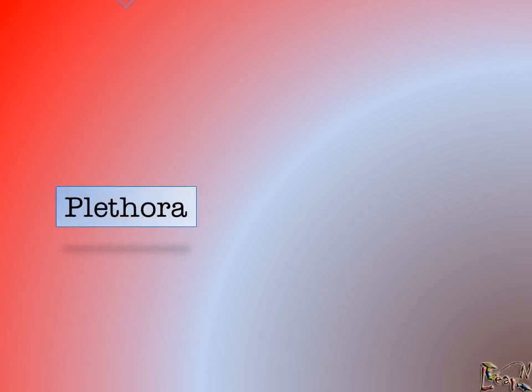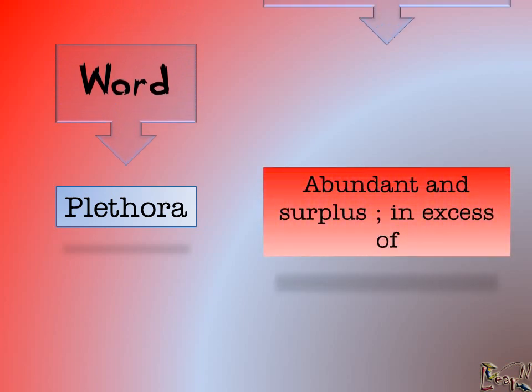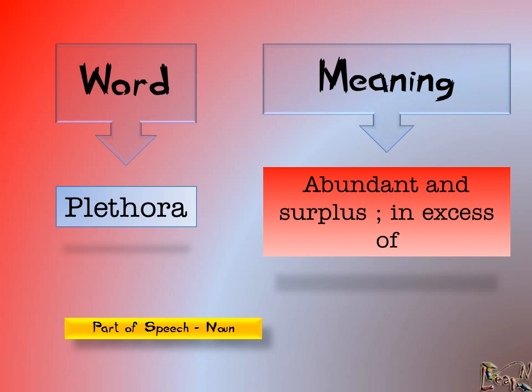The word plethora is a noun and it means abundant and surplus. An excess of something may be referred to as plethora. To memorize the word, let's have a look at a cartoon. Notice what the girl's father is telling her.